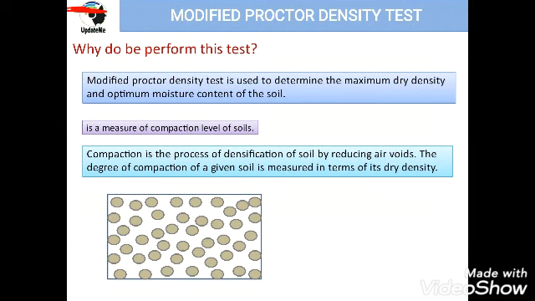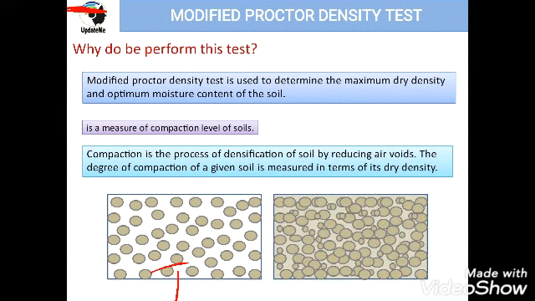This one is the uncompacted soil. This one is the compacted soil. The amount of air voids in compacted soil is less compared to uncompacted soil.